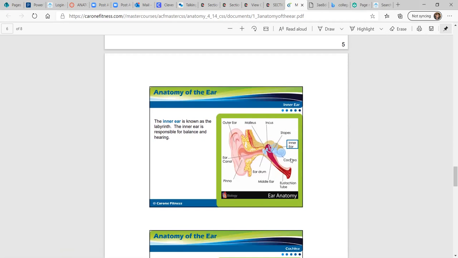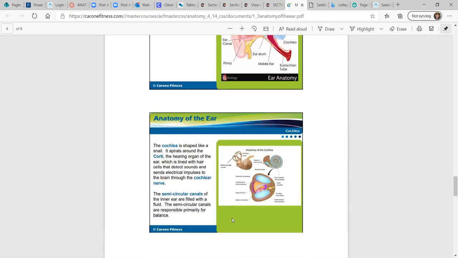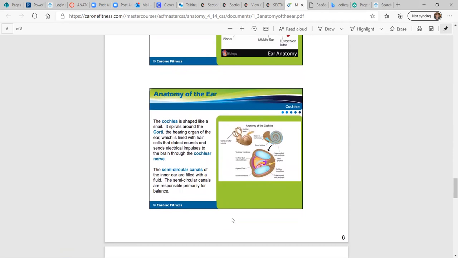And that very deepest part of your ear, the inner ear, is also known as the labyrinth. And it's responsible for balance and hearing. Now within that inner ear, the cochlea, it's the spiral in your ear. It looks like a snail. It spirals around the organ of Corti. And the organ of Corti is the hearing organ of the ear, which is lined with hair cells that detect sounds and send electrical impulses to the brain through the cochlear nerve.